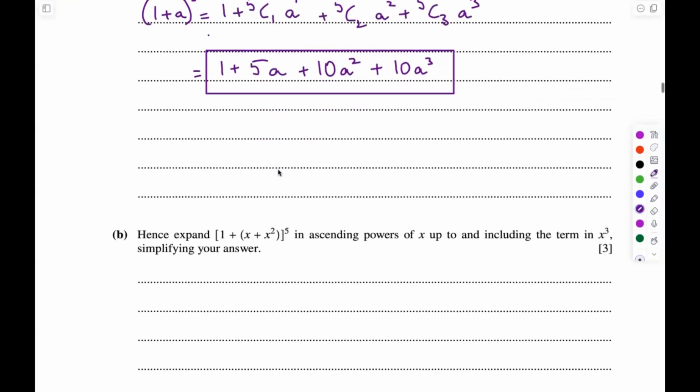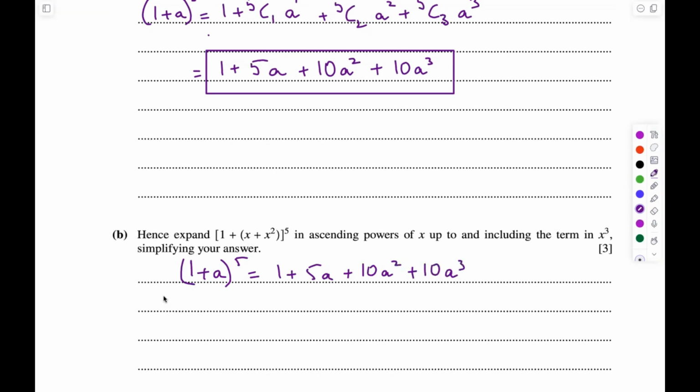In part B, it says, hence expand 1 plus x squared up to and including the term in x cubed. Now, as you already have an expansion of 1 plus a to the power 5, and that was 1 plus 5a plus 10a squared plus 10a cubed.